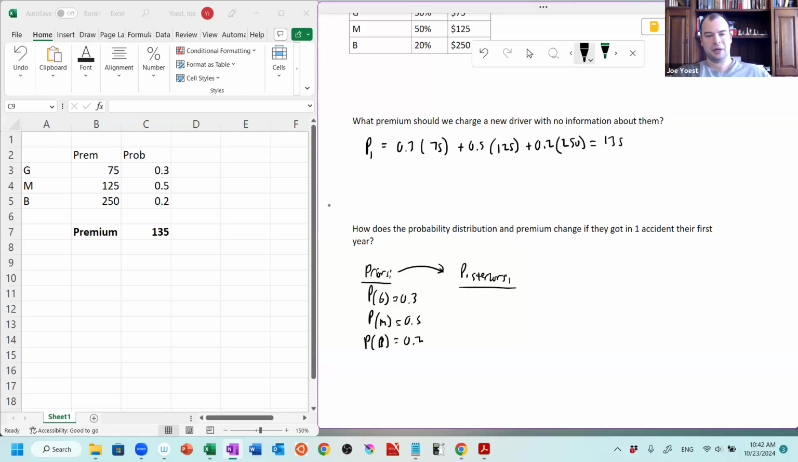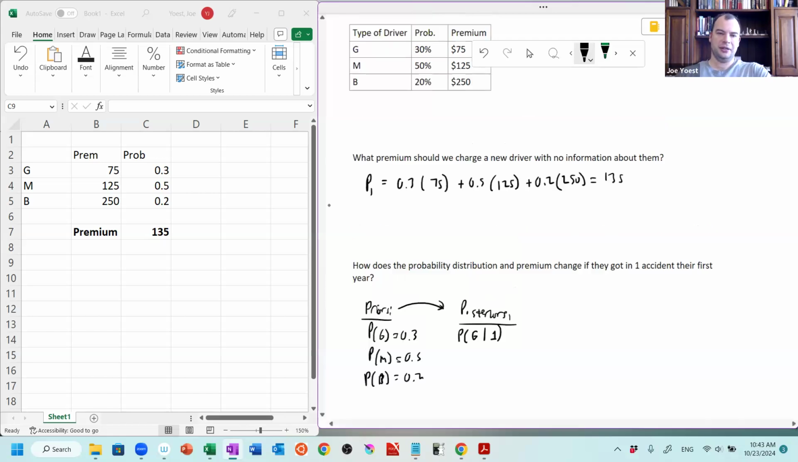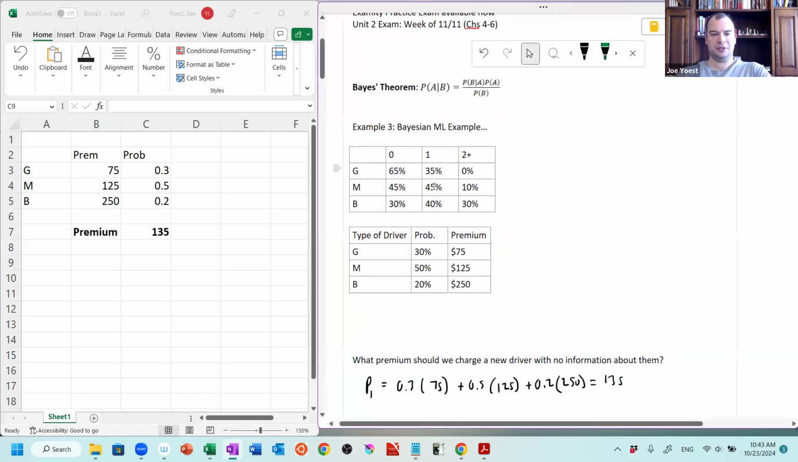My posterior probability is probability of good given, I'll just say 1. By that, I mean that they got in one accident in year 1. I want to incorporate this new piece of information that I've observed into my previous structure. So I don't want to just forget about my priors and take something like these numbers as proportions, 35 to 45 to 40 or something like that.